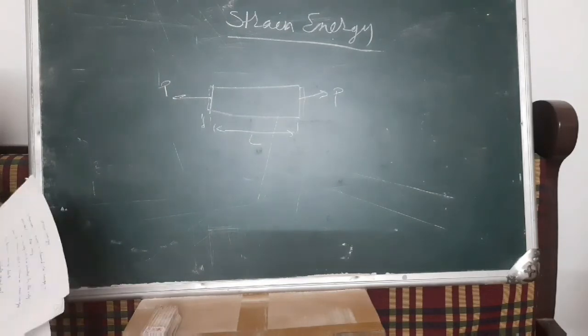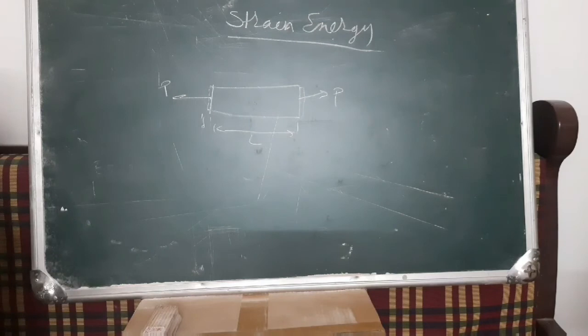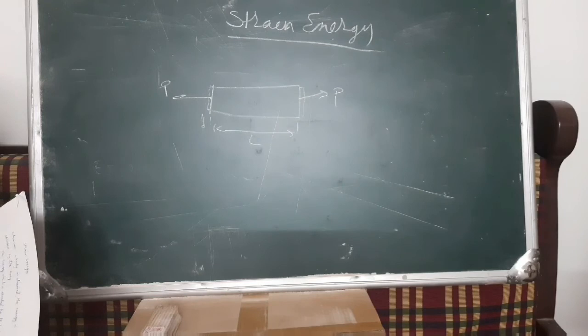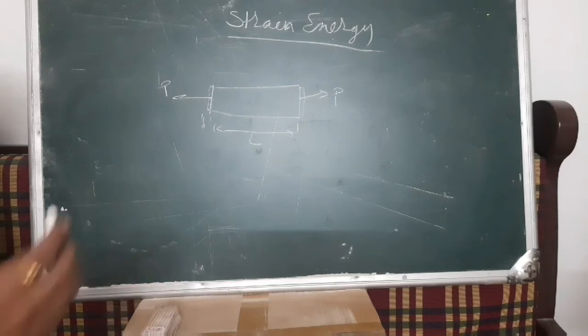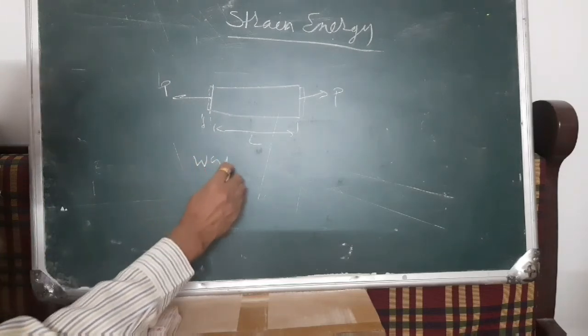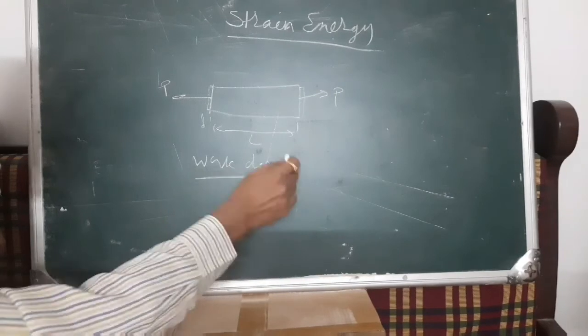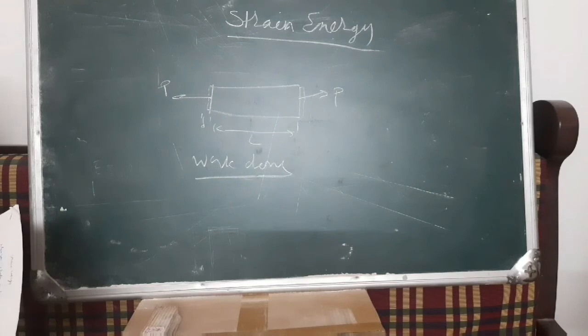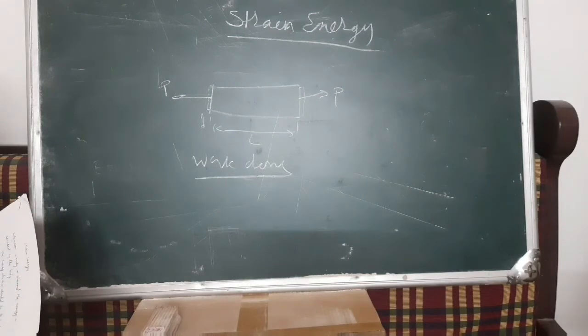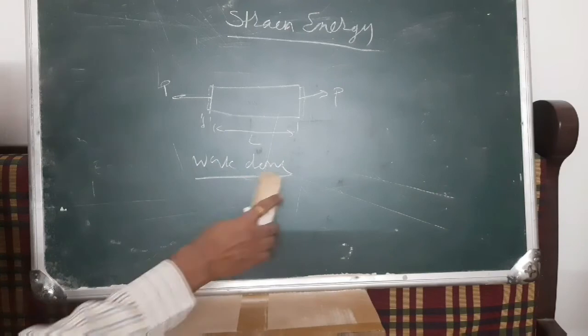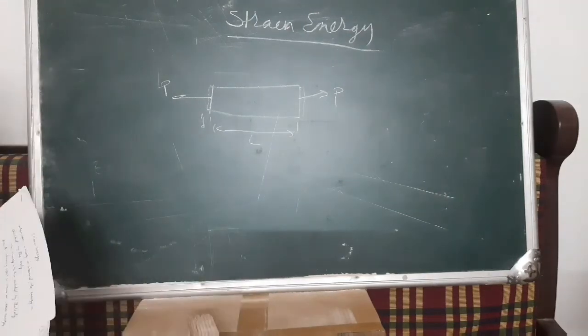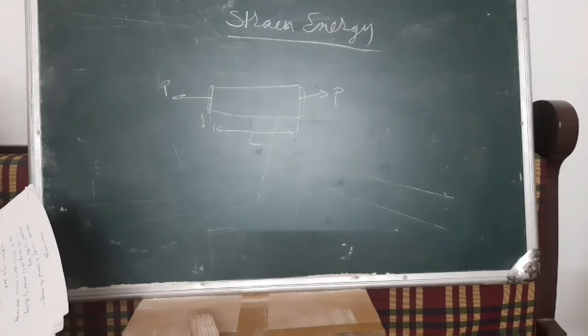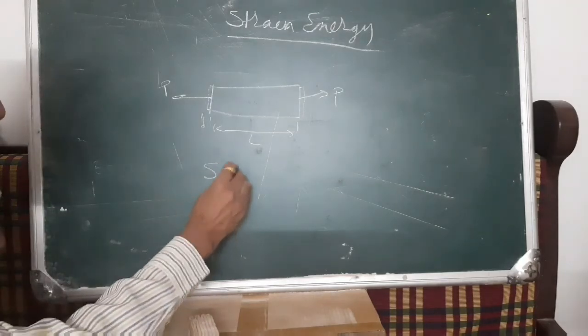Now whenever a body is strained, we say there is an elongation. When a body is strained, energy is absorbed by the body. That is, work is being done. That work done is nothing but the elongation or stretching of the bar, and that energy is absorbed by the body. The energy absorbed by the body due to the straining effect is known as the strain energy.